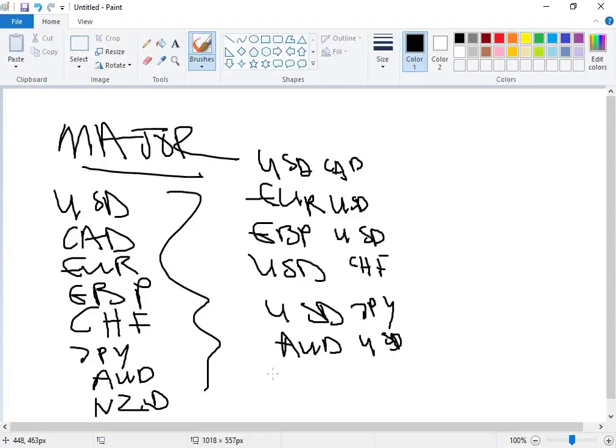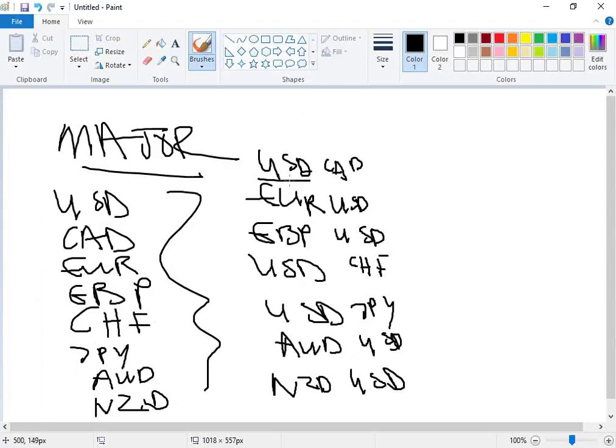But you can also create all the pairs that reflect the euro. So you could have Euro Canadian, Euro British pound, Euro Swiss franc, Euro Japanese yen, Euro Australian, Euro New Zealand. You could have British pound Canadian, British pound euro, British pound Swiss franc, British pound Japanese, and so on. You could have Canadian Swiss franc, Canadian Japanese yen, Australian Canadian. I mean, there's all sorts of currency pairs that you can create with these 8 right here.